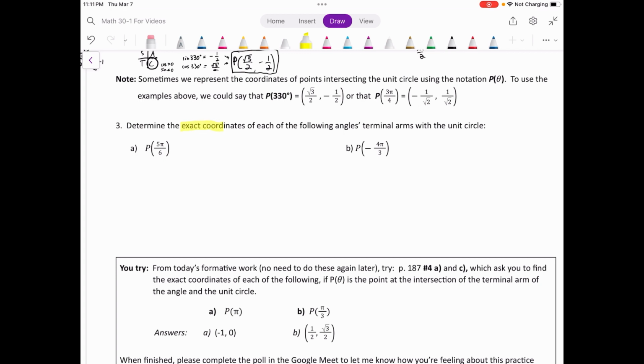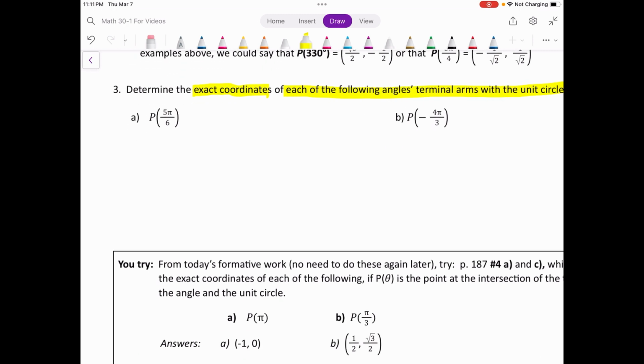Calculator's not really going to help you much here because the calculator is going to round any square roots. It's going to give you not an exact value. Okay, so determine the exact coordinates of each of the following angles' terminal arms with the unit circle. That's what this is saying, P of 5 pi over 6.